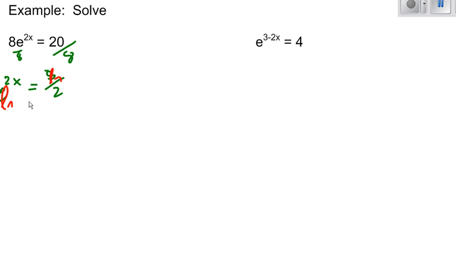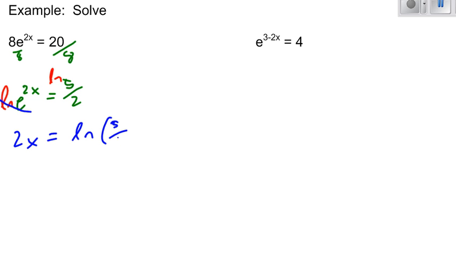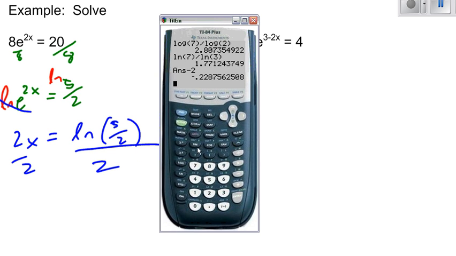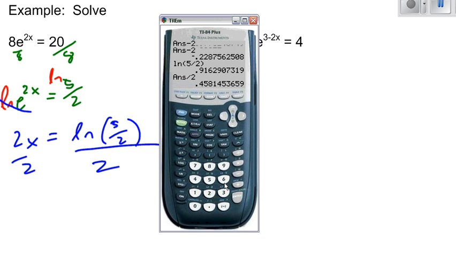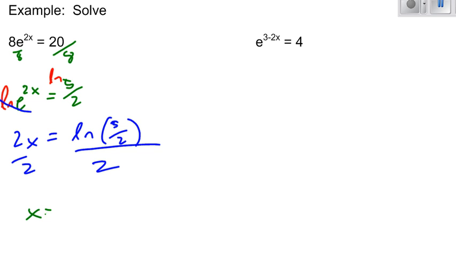So that cancels the e. Natural log and e cancel, so we get 2x equals natural log of 5 over 2. And then whatever we get there, we'll divide by 2. So natural log 5 over 2. Get that decimal, divide by 2. 0.458. So x equals 0.458.